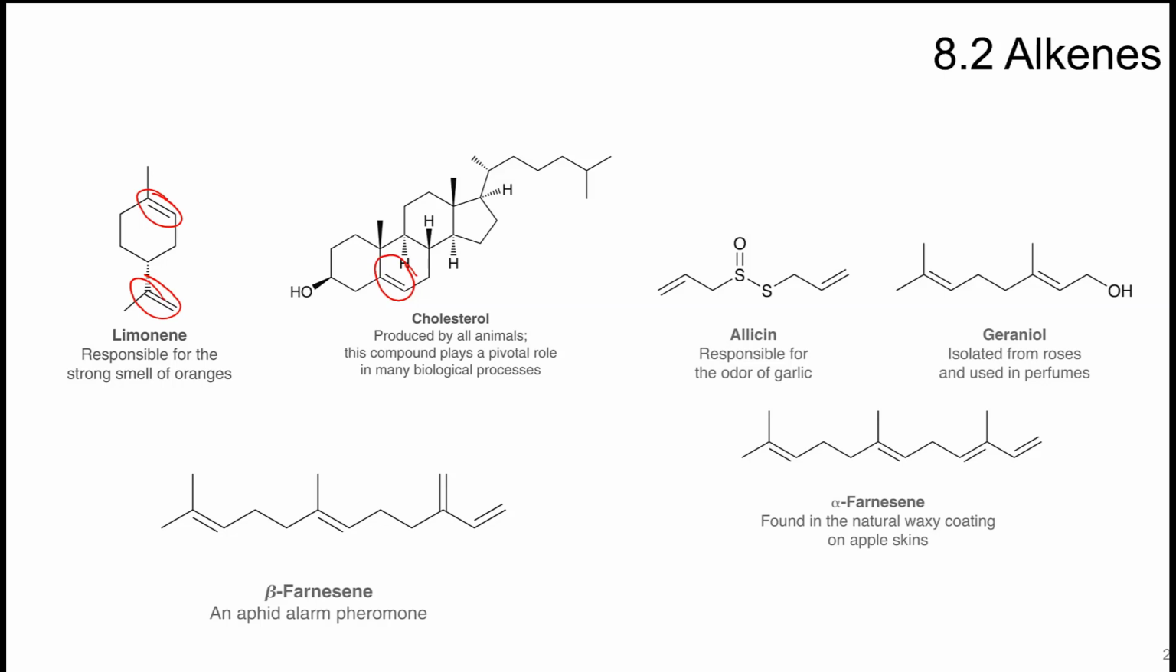Allicin, which is part of the odor of garlic, has alkenes. And we can see geraniol, which is used in perfumes, and that comes from roses. Beta-farnesene is another alkene that has several double bonds here. There's 4. Alpha-farnesene is found in the natural waxy coating on apple skins.